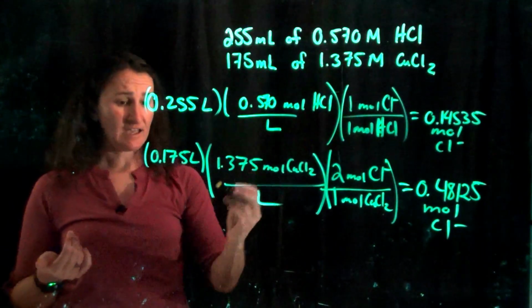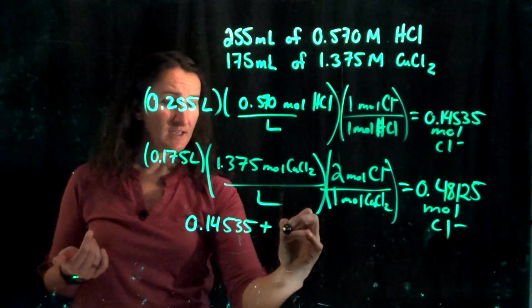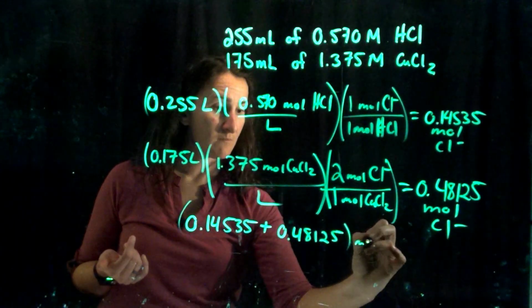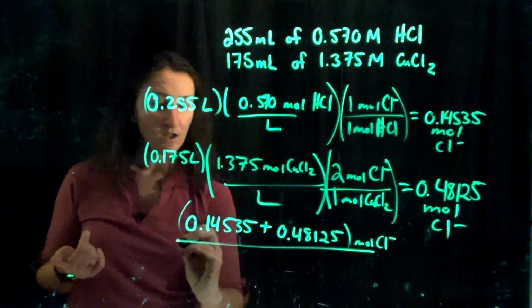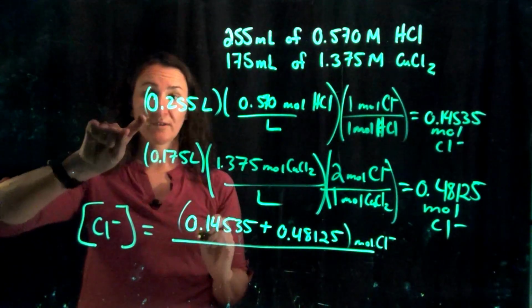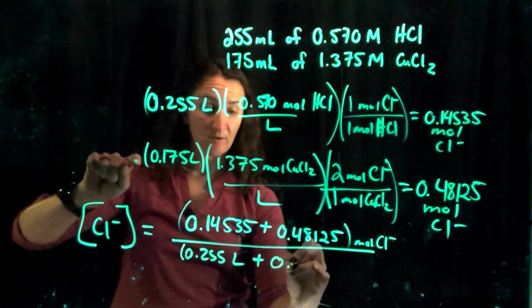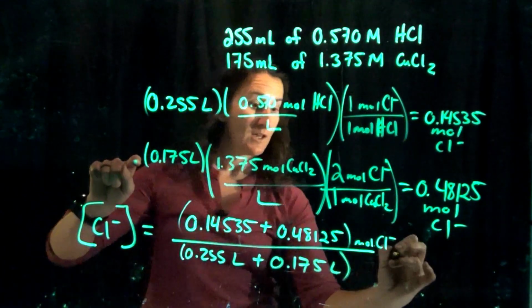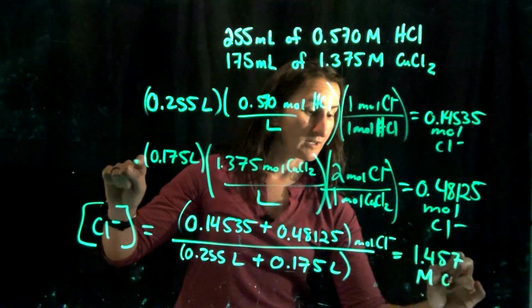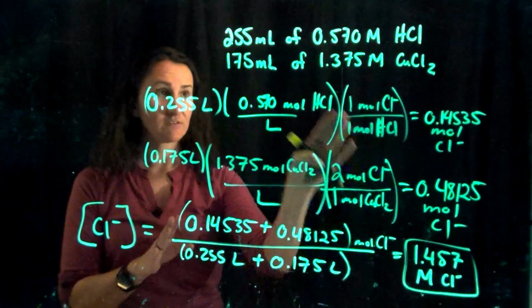So in this case, we've got 0.14535 plus 0.48125, both of these having units of moles of chlorine, all over, and this is concentration of chlorine, all over my total volume. So remember, my total volumes are here. 0.255 liters plus 0.175 liters. Do that math and you end up with 1.457 molar chlorine ions.